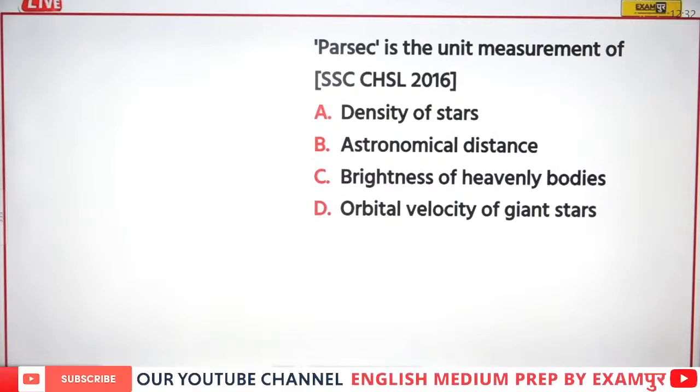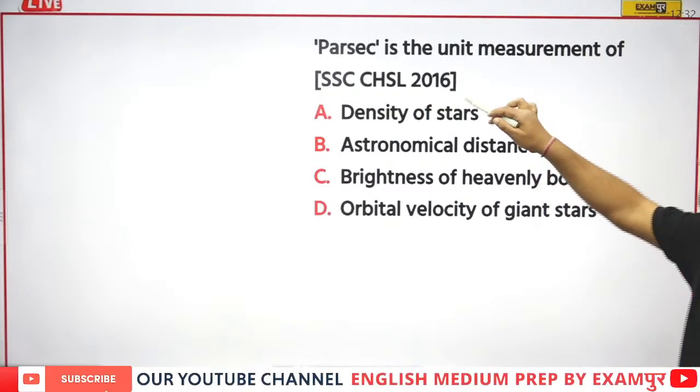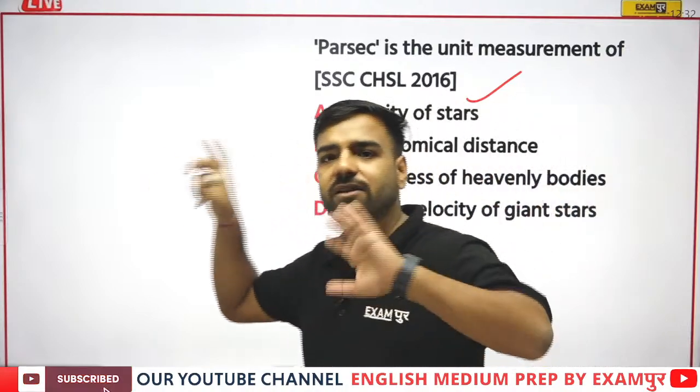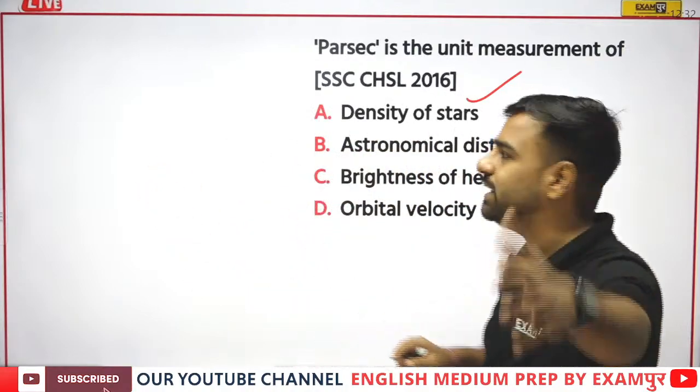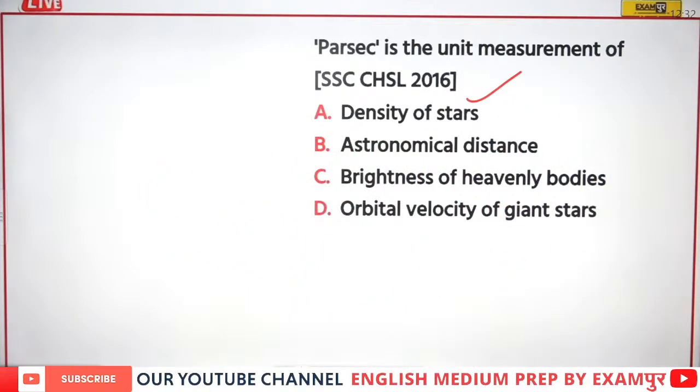Parsec is the unit of measurement of what? This is from CHSL 2016. I have discussed all the things, so I want the answer in the first go, please. Is it the density of stars? Is it the astronomical distance? Is it the brightness of heavenly bodies? Or is it the orbital velocity of giant stars? What is the correct answer now?